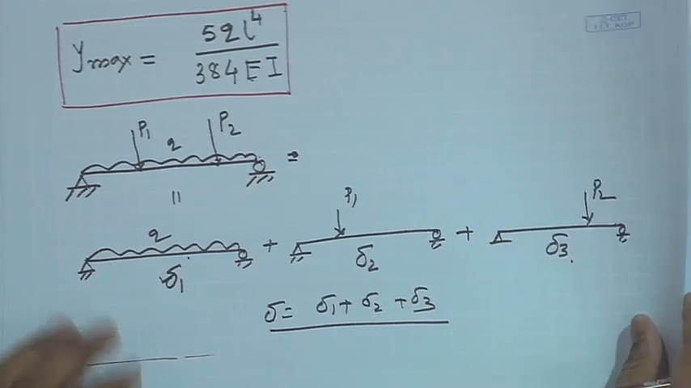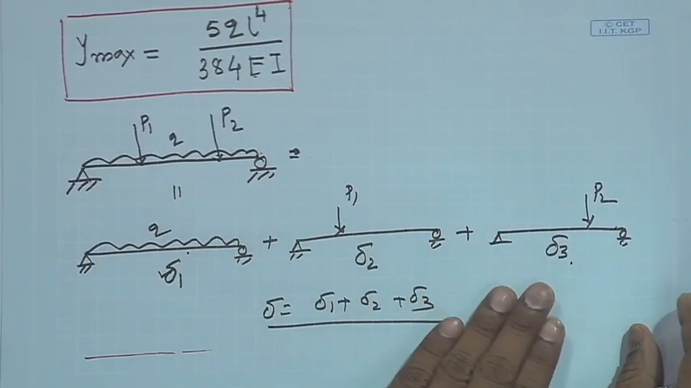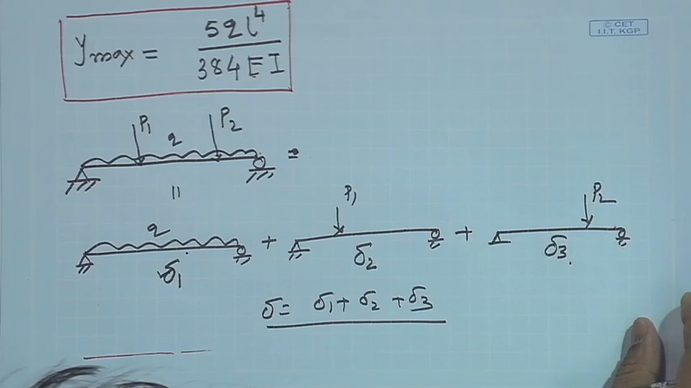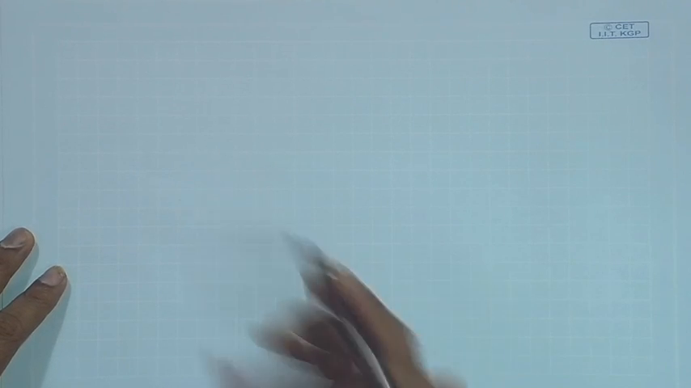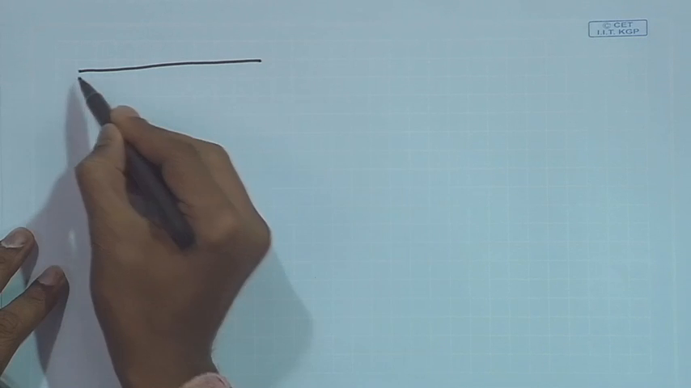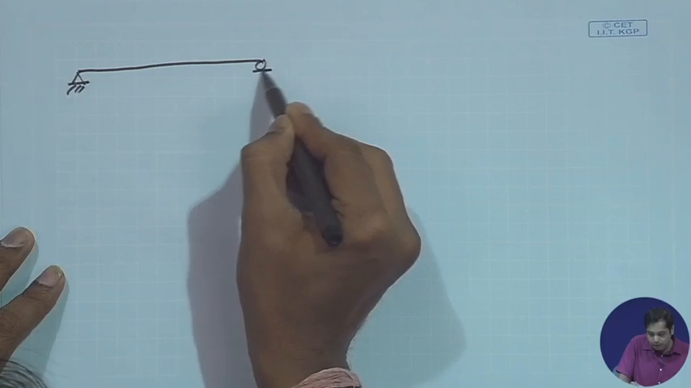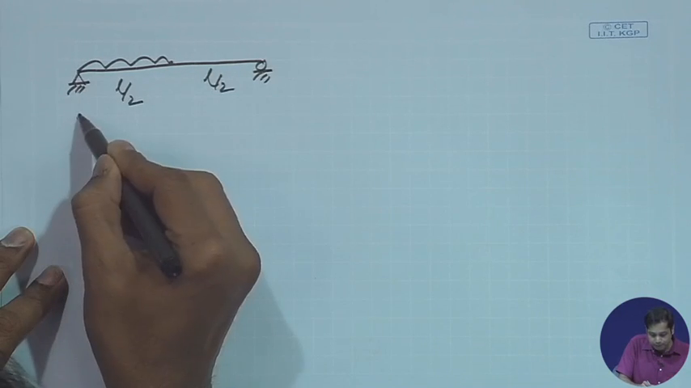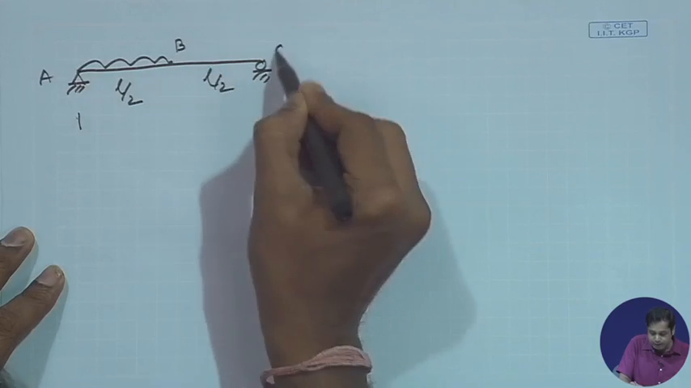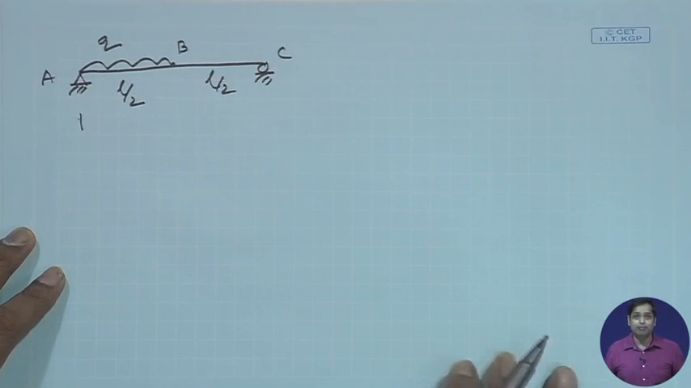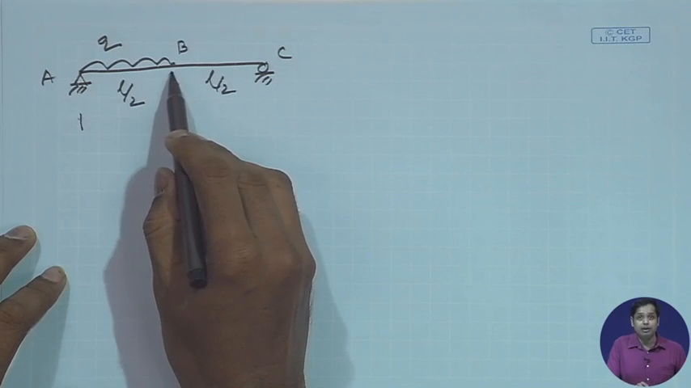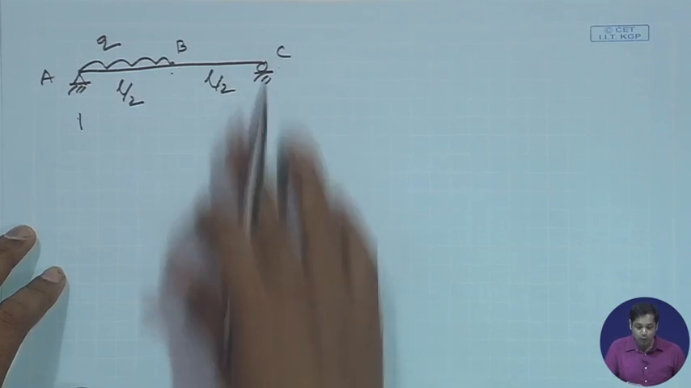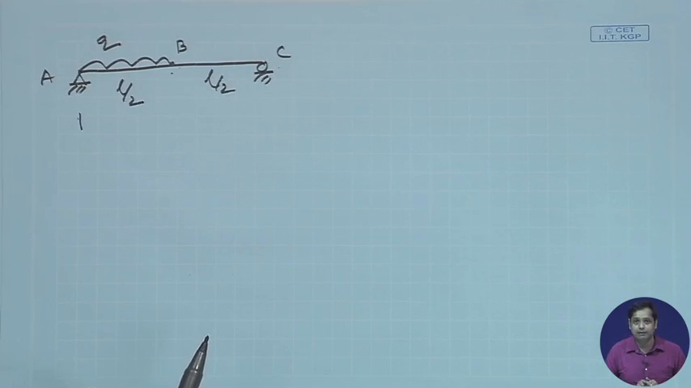Just to show you how dividing into smaller parts makes your life easier, let me give you one example quickly. This is the problem: the span is L, with L/2 and L/2, points A, B, C, and this is Q. It is a simply supported beam subjected to uniformly distributed load over half the length AB, and the other half, BC, has no load on it. Now we need to find the deflection of the beam.